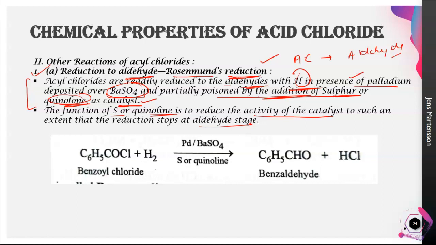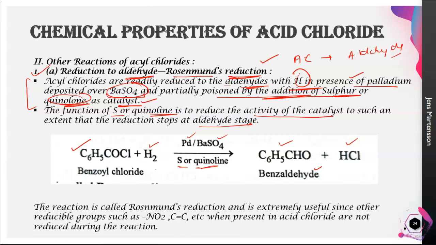You have seen the example where benzoyl chloride reacts with H2, that is hydrogen, in the presence of palladium, barium sulfate and sulfur or quinoline. It results in the formation of aldehyde, that is benzaldehyde, and HCl. So this is the reduction of acid chloride to aldehyde.